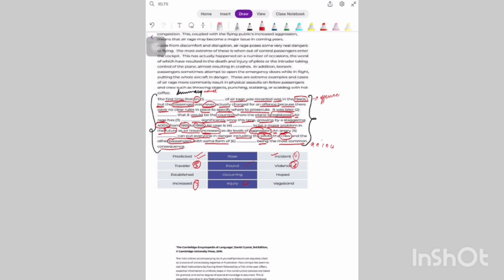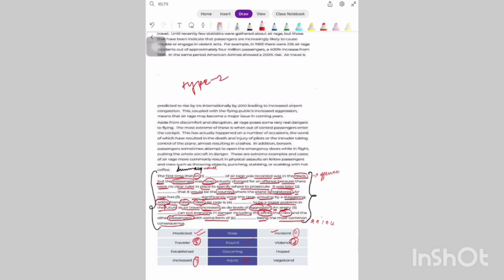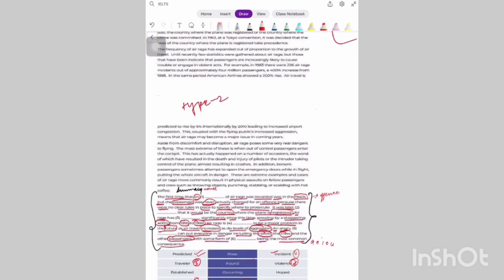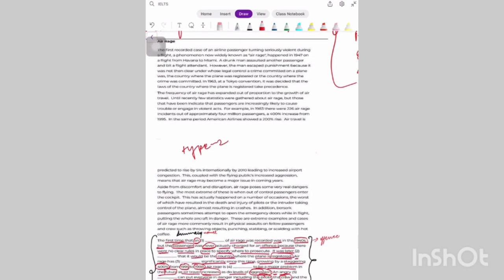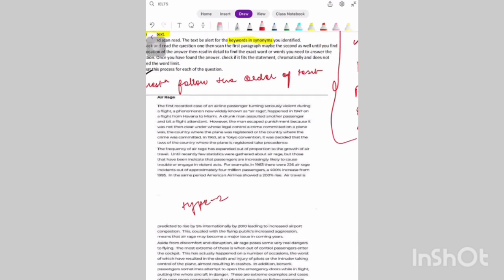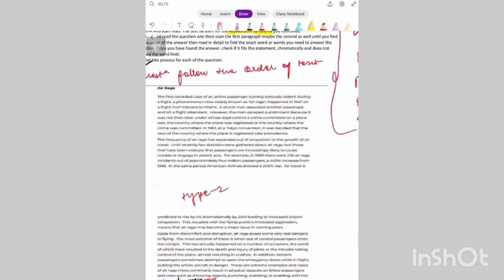Let's look up the answers now. So the first time that a dash of air rage was recorded in the 1940s, but the passenger was never actually charged of an offence because there were no clear rules in place to specify where to prosecute. So 1940s. Okay. 1947. I found my keyword here.